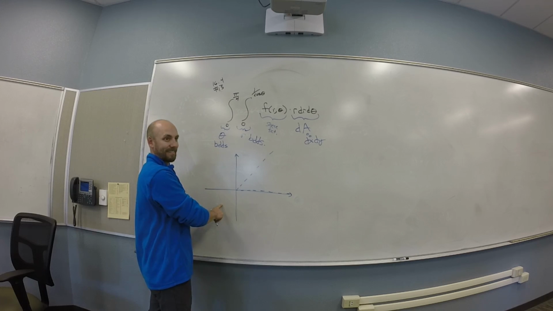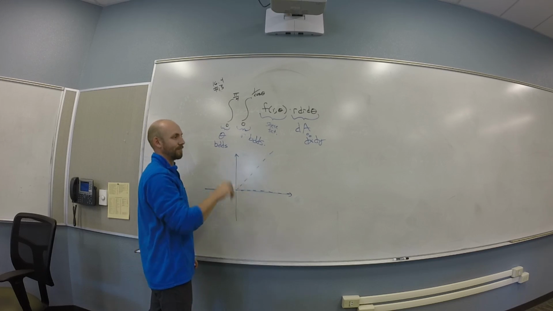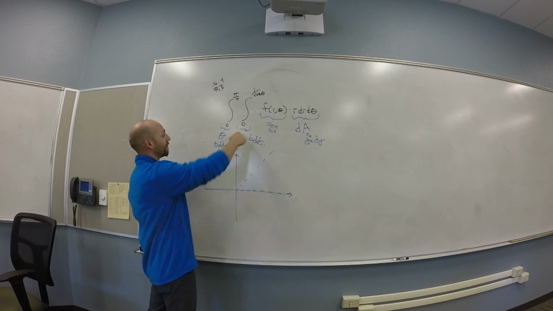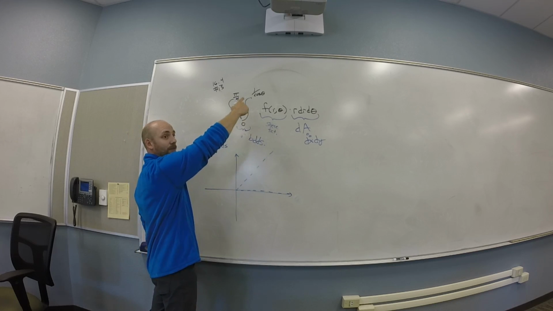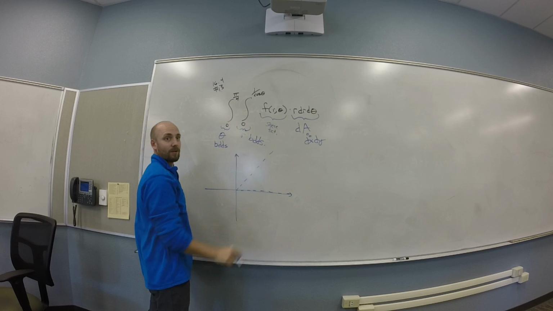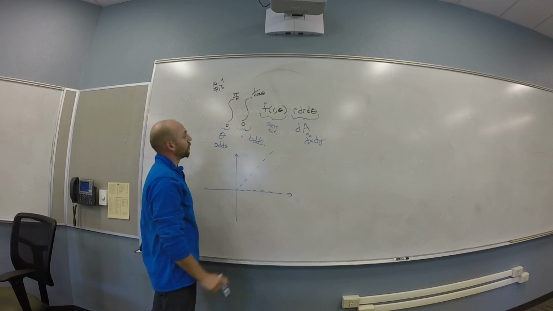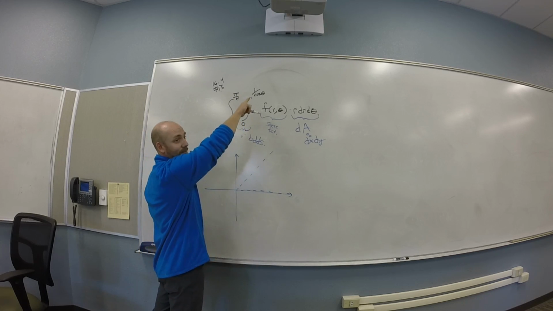Would that subtract from the rest of it? It depends on the function. Let's not sweat that, because here my r bounds are positive. They start at 0 and go up to 1 over the cosine of theta. Cosine of theta in this case is also positive.